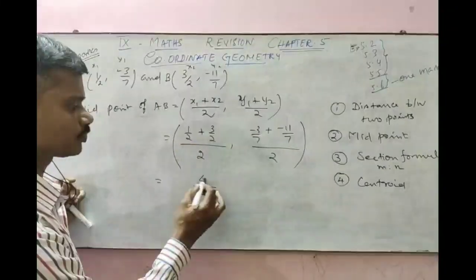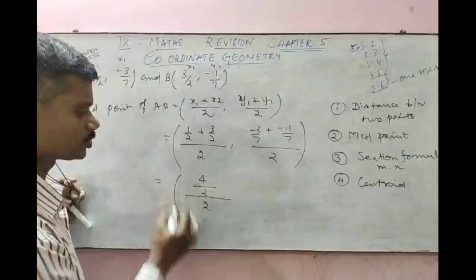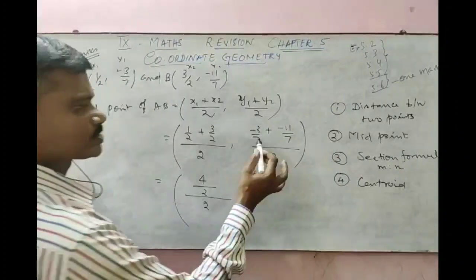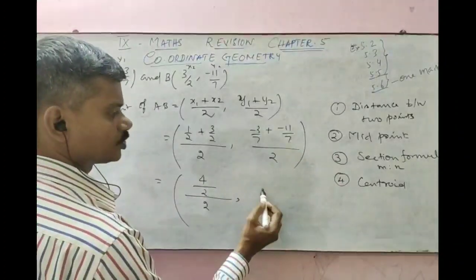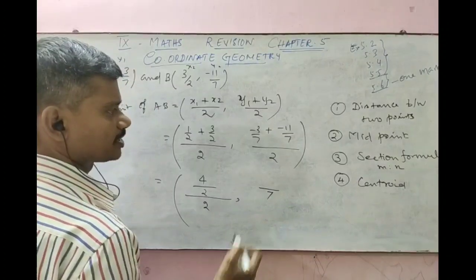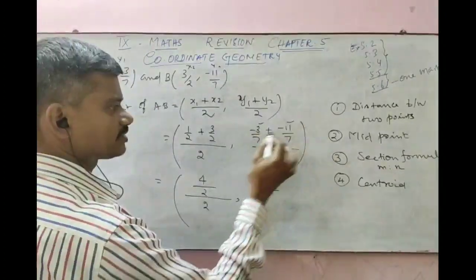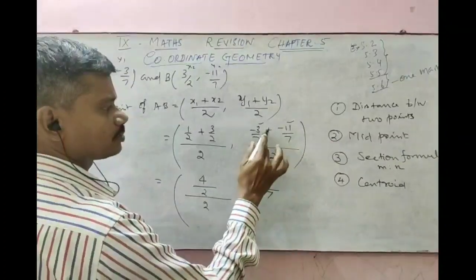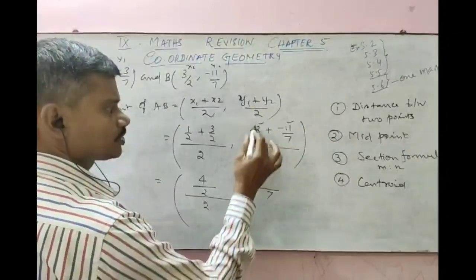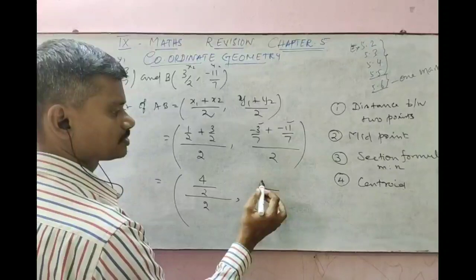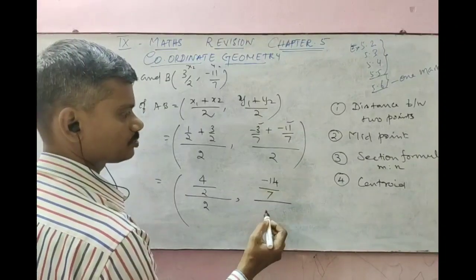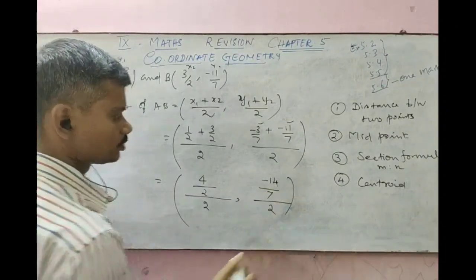1 plus 3 gives 4. 4 by 2 whole divided by 2 comma here also the denominator is same in the numerator. Write it as common denominator. Just add the numerator. Here minus 3 and plus of minus 11. Plus into minus is minus. So you can add the minus 3 and minus 11. Straight away you can get minus 14 by 7 whole divided by 2.